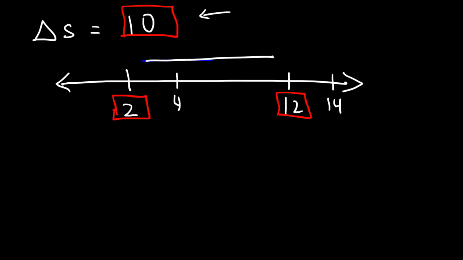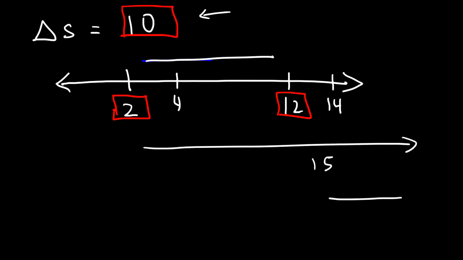Now, the distance will depend on the path you're taking. If you travel, let's say, 15 units to the right and then 5 units to the left, your distance is 20, but your displacement is positive 10. So keep that in mind. The definite integral of velocity gives you the displacement and not necessarily the distance.